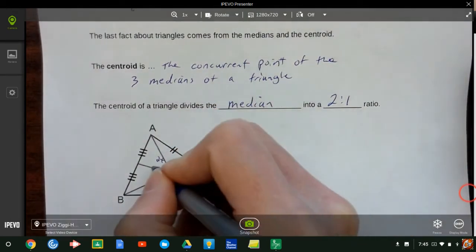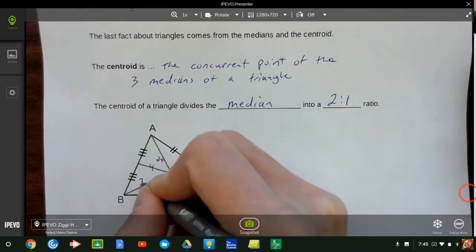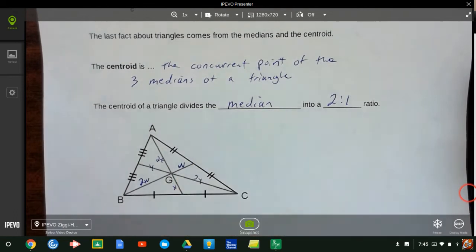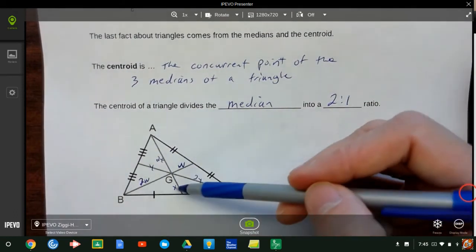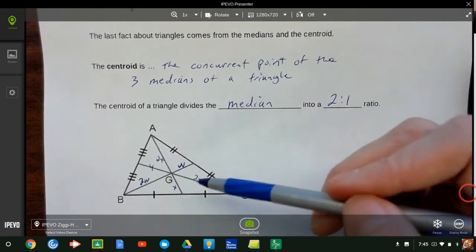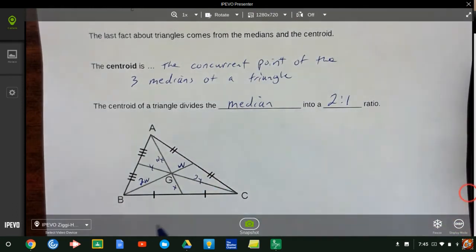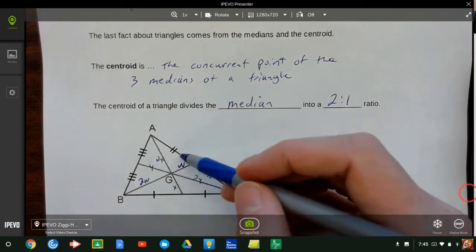which means that this side here is always twice that side. This will always be twice that side. And this will be always twice, why don't I put a 3? Always twice that side. The larger side is always close to the vertex. The shorter side is the other piece. But that's always going to work out that way, okay, every single time, because these are medians.